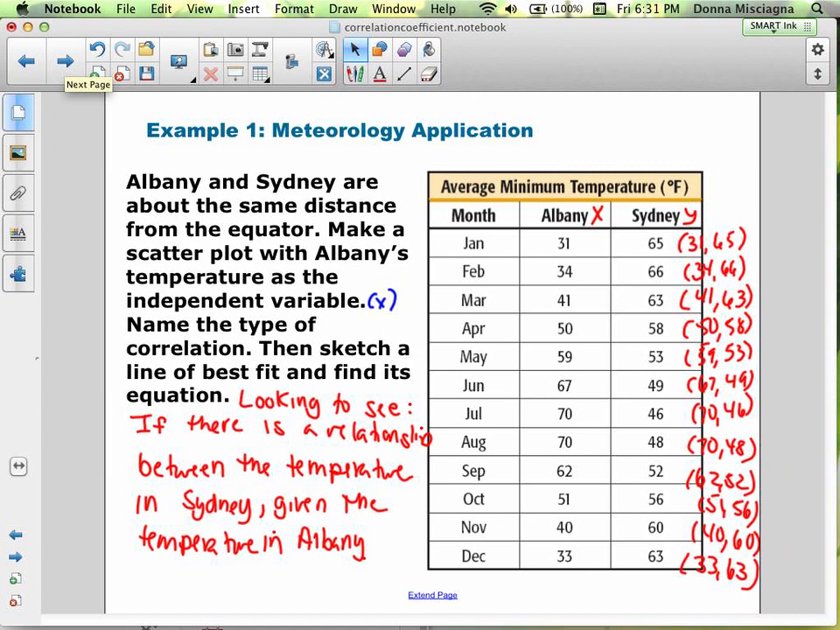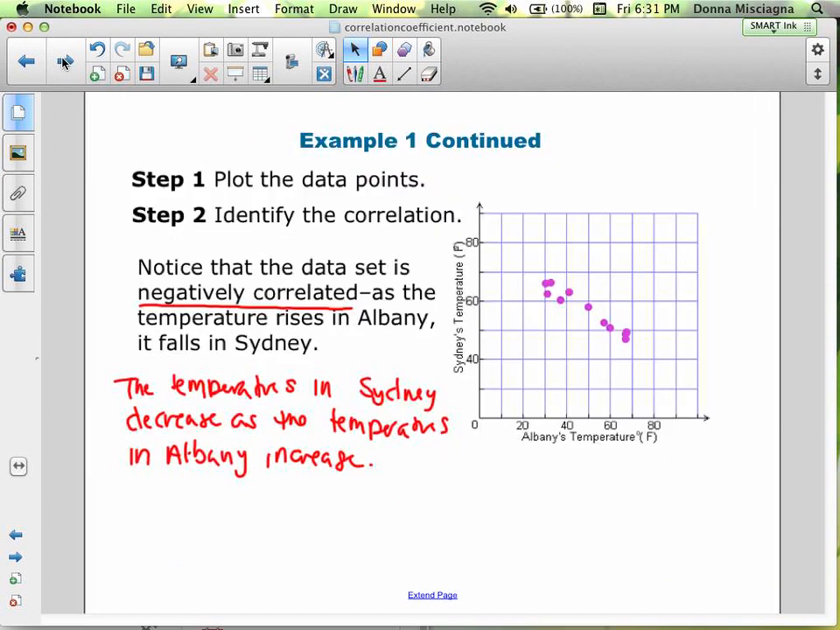All right, so our next step is to graph, and I actually have this graphed on the next page. Ta-da! All right, so we plotted the data points, and we want to identify the correlation. If we look at those points, notice that as Albany's temperature is increasing, Sydney's temperature is decreasing. So the temperature in Sydney decreases as the temperature in Albany increases. Therefore, our data set is negatively correlated. As the temperature rises in Albany, it falls in Sydney. So we have a negative correlation here.